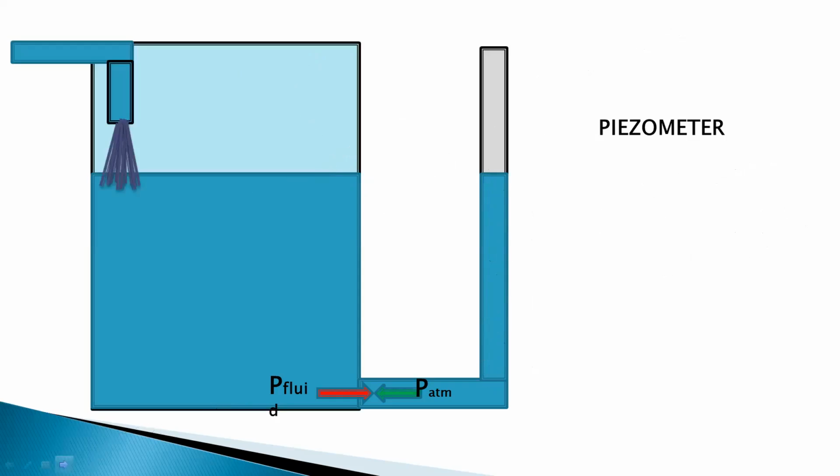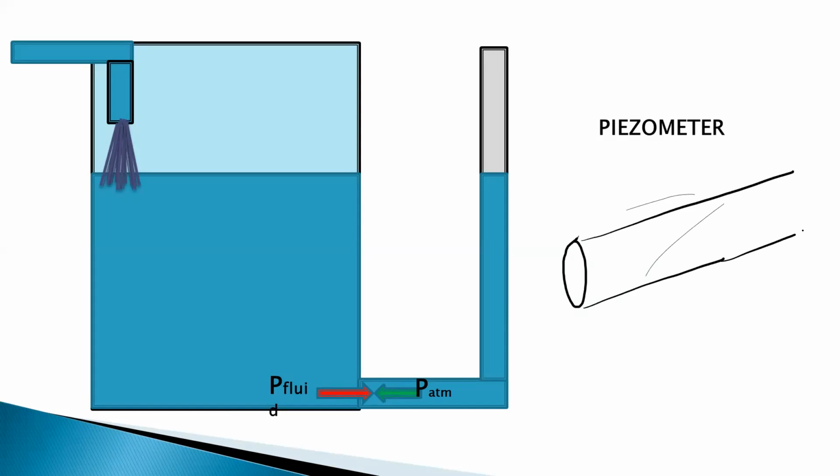Piezometers are also used to measure the pressure in a pipeline. Suppose we have a pipeline like this, and some liquid is flowing in this pipeline, and at a particular point we want to find out the pressure. You can connect a piezometer tube. Just connect one vertical tube, that is, a vertical transparent glass tube, like this.